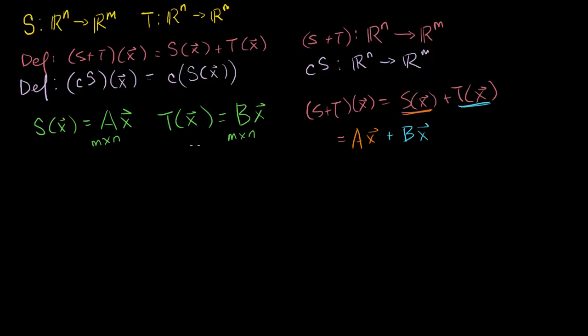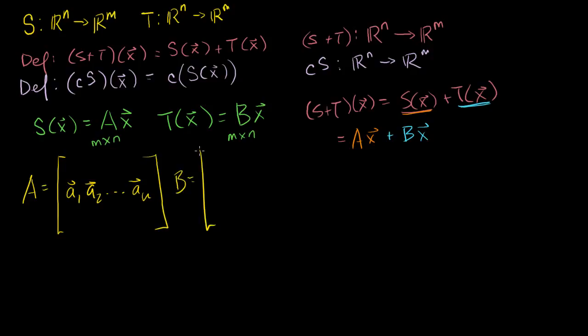Now, what are these things? Let me write our two matrices in a form that you're probably familiar with right now. Let's say the matrix A is just a bunch of column vectors, A1, A2, all the way to An. And similarly, the matrix B is B1, B2, all the way to Bn. These are each column vectors with m components, one for each of the rows. And there are n of them because there are n columns in each of these matrices.